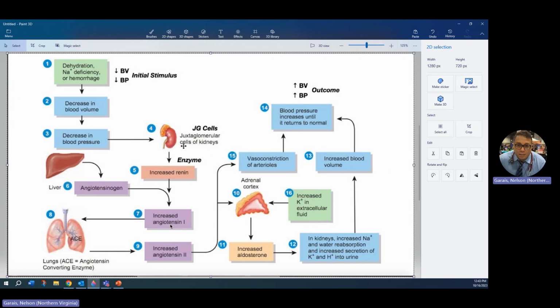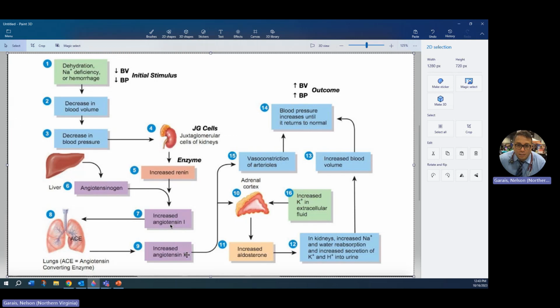I could ask about JG cells. What do they monitor? Blood pressure. Blood pressure drops. Who gets increased? Renin. Where's renin from? It's from the kidneys. Angiotensinogen, where's that from? Liver. Angiotensinogen then converts to angiotensin 1 because of renin. Angiotensin 1 then converts to angiotensin 2 because of your lungs. Your lungs have ACE, angiotensin converting enzyme, in it. So it converts 1 to 2.